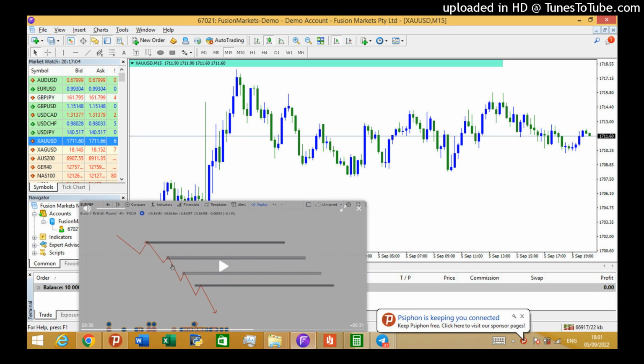Why interest rates change? They change because of how each economy is performing. If an economy is performing well, then the interest rate in that country will rise.